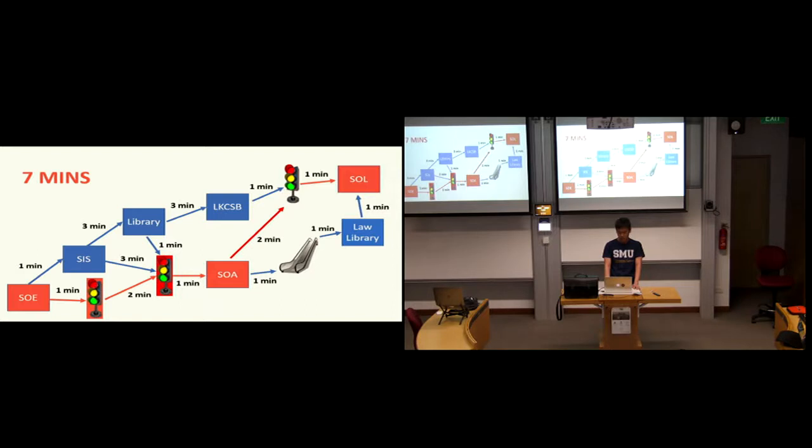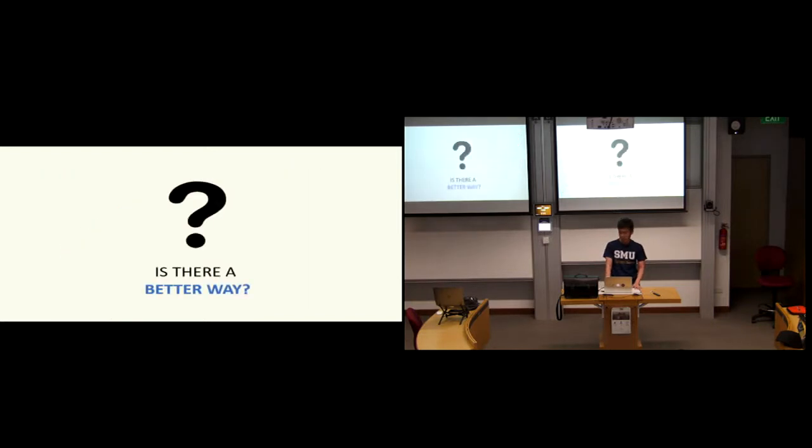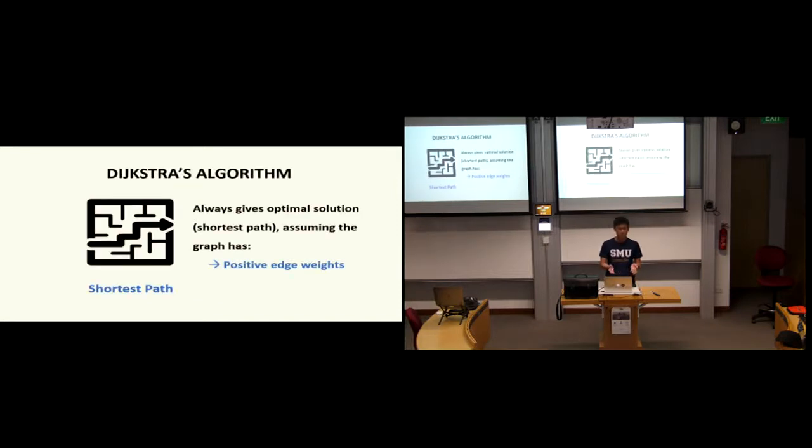But what if there are a lot more points in between, or a lot more different stations? Is there a better way for us to solve this problem? Actually there is. This algorithm is called Dijkstra's algorithm. It will always give the optimal solution, in the sense of the shortest path or time to go from point A to another point. And the only assumption we need is that we have positive edge weights.